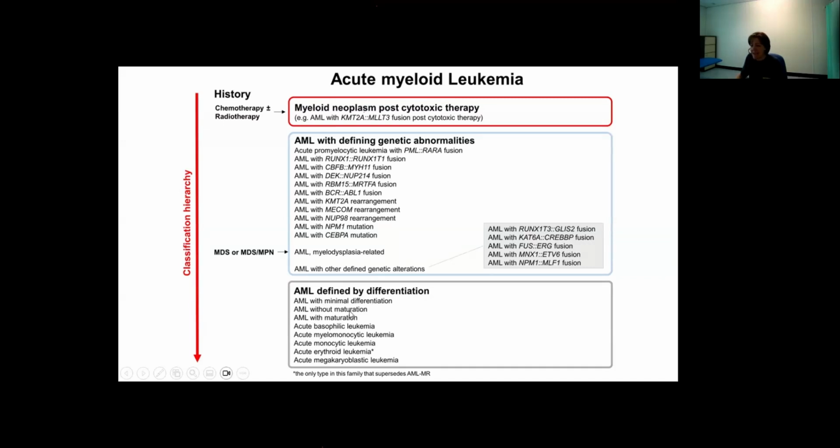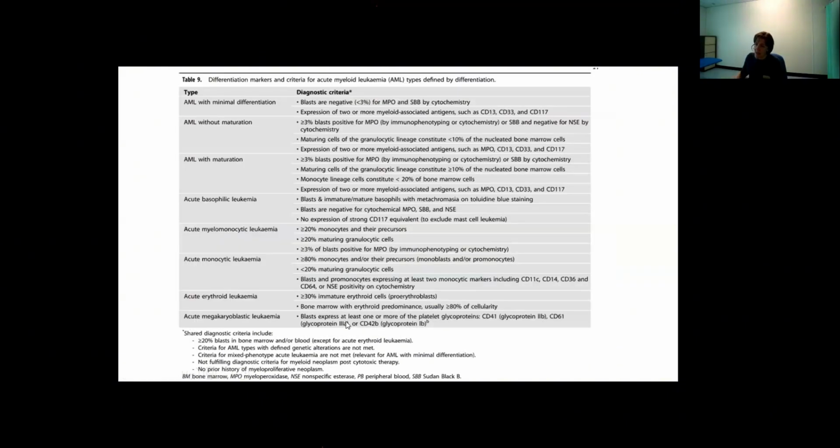And so it is part of the hierarchy of how you would classify acute myeloid leukemia. It's not exactly the same as the FAB classification, but they've basically classified it into AML with minimal differentiation, without maturation, and then with maturation, and then they've gone for basophilic, myelomonocytic, monocytic, erythroid, and megakaryocytic, so megakaryoblastic. So it is still important that we can try and discern those down the microscope.